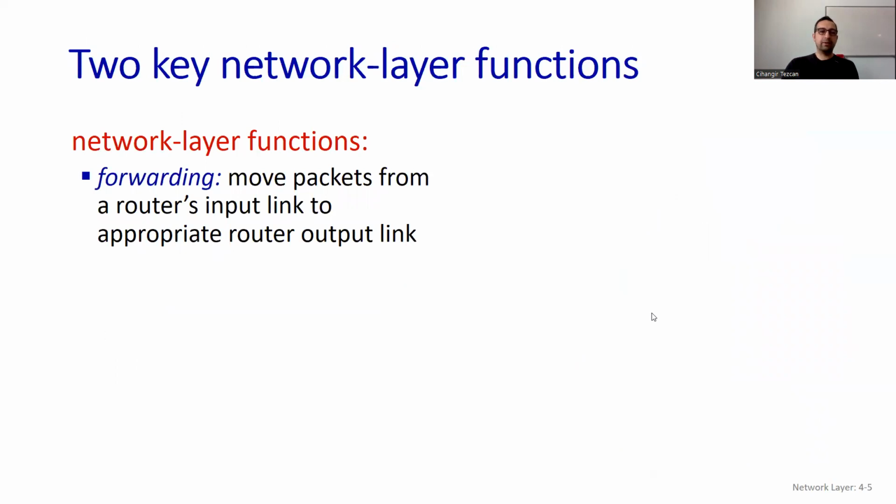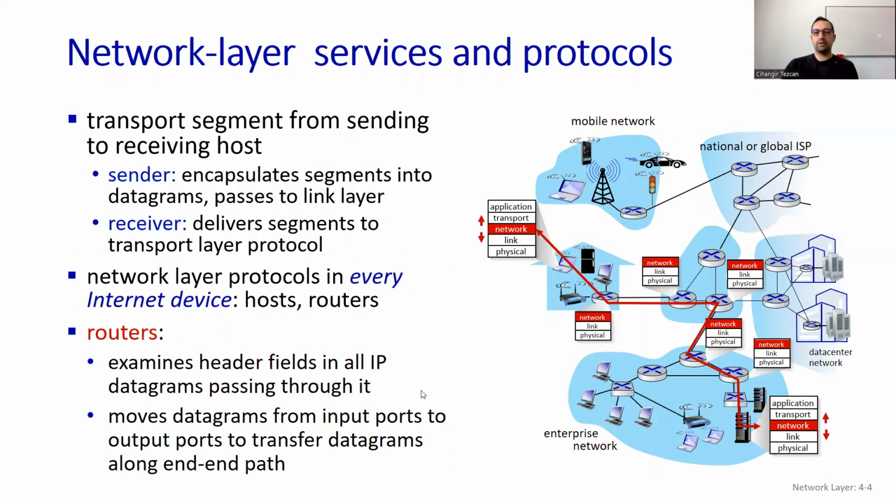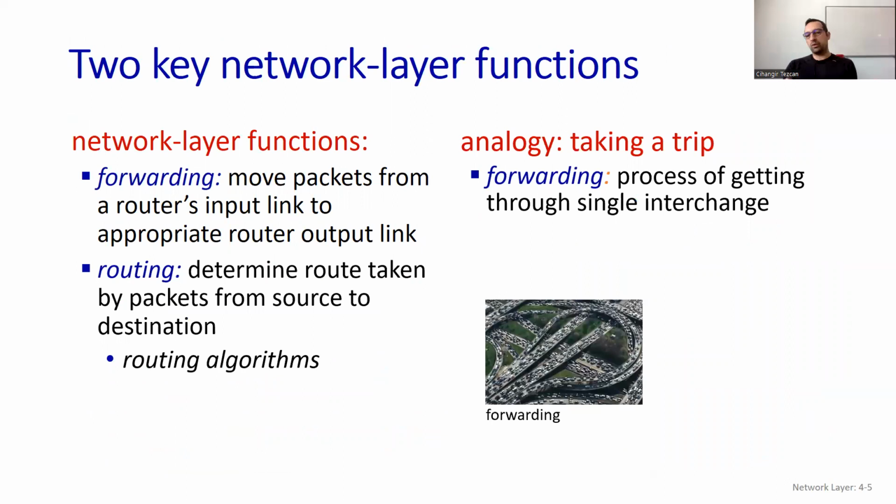There are 2 key network layer functions. One of them is forwarding: move packets from a router's input link to the appropriate router output link. The other is routing: determine the route taken by packets from source to destination. Here we need some routing algorithm. The difference is that forwarding happens inside the router. It takes the input and knows which output port to use. But for routing, we need to know the paths so that it can send packets there. Sometimes people use these 2 words interchangeably, but of course they are not the same.